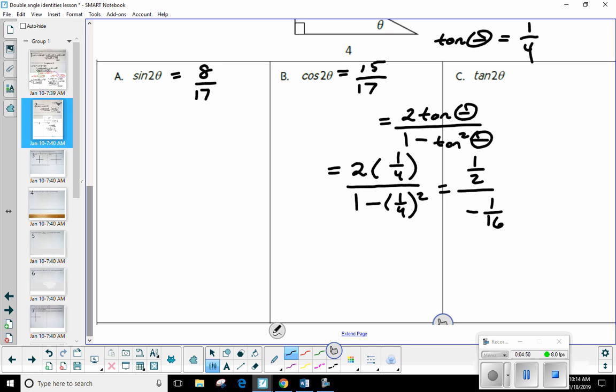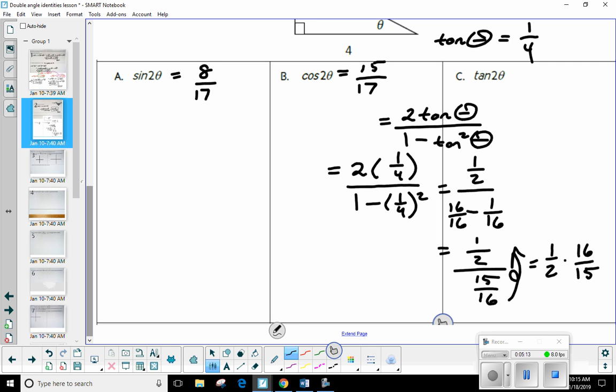So I'm just going to replace the 1 with 16/16 because that's still 1, correct? But what does that give me in the denominator? There we go. So this is 1/2 divided by 15/16. And when we divide by a fraction, we multiply by the reciprocal. So we're going to have 1/2 times 16/15.